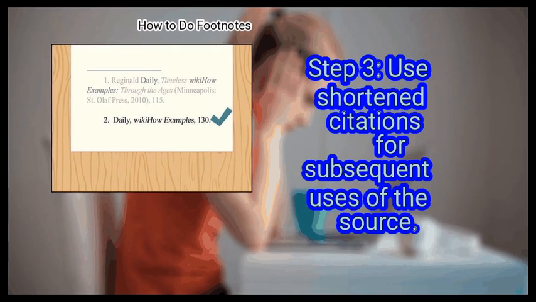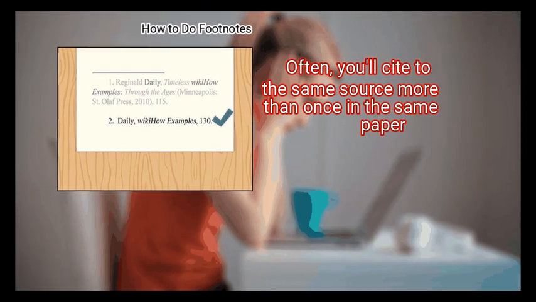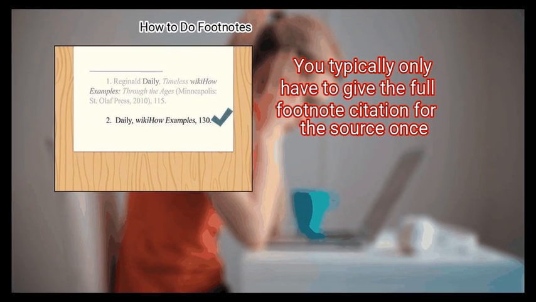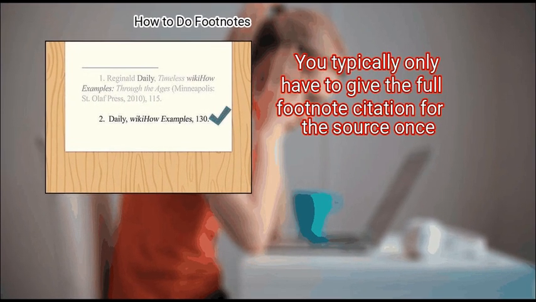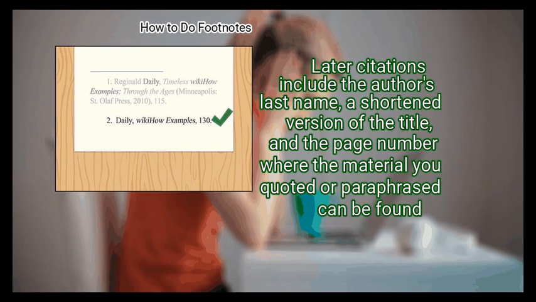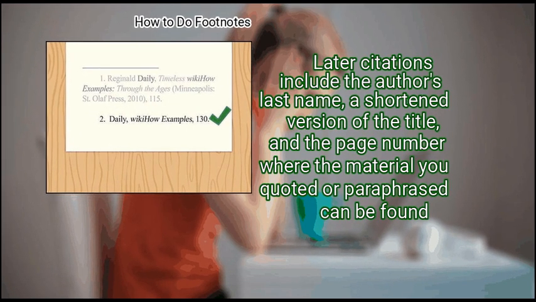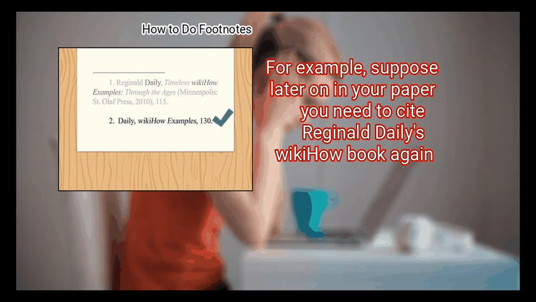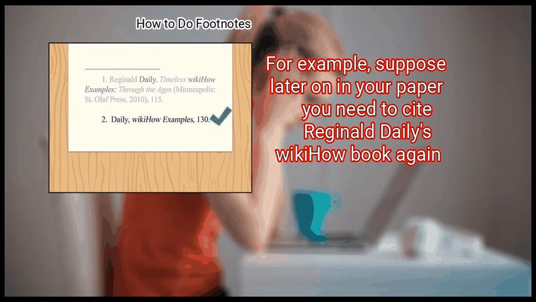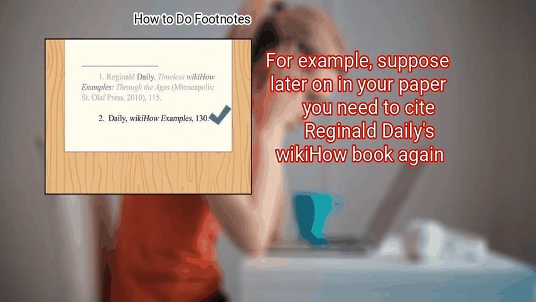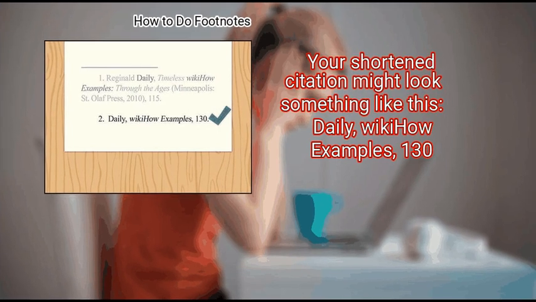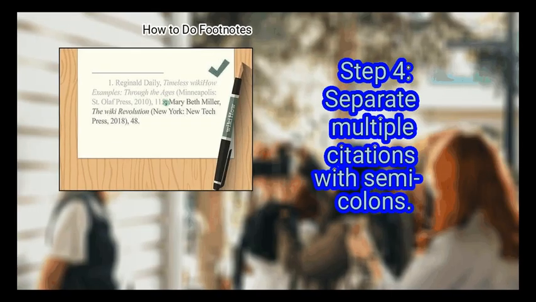Step 3. Use shortened citations for subsequent uses of the source. Often, you cite to the same source more than once in the same paper. You typically only have to give the full footnote citation for the source once. Later citations include the author's last name, a shortened version of the title, and the page number where the material you quoted or paraphrased can be found. For example, suppose later on in your paper you need to cite Reginald Daly's WikiHow book again. Your shortened citation might look something like this. Daly, WikiHow Examples, 130.